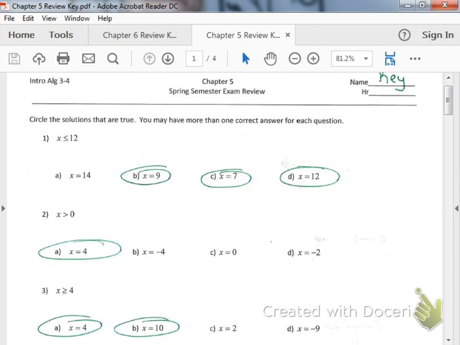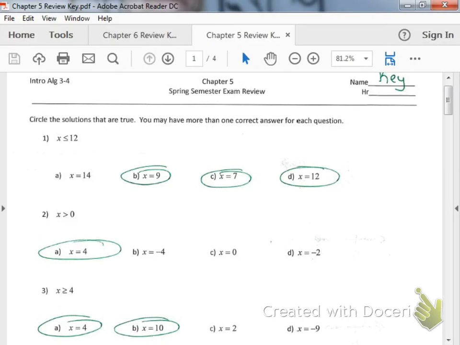All right, so make sure you're looking at the right thing. This is the Chapter 5 Spring Semester Exam Review. I am in the process of writing the final for this class, so the questions are fresh in my mind. I can tell you that there will be one like this on the final. However, it's a little bit different because the directions will say just circle the one answer that works. So it'll be kind of like number 2, not like number 1.